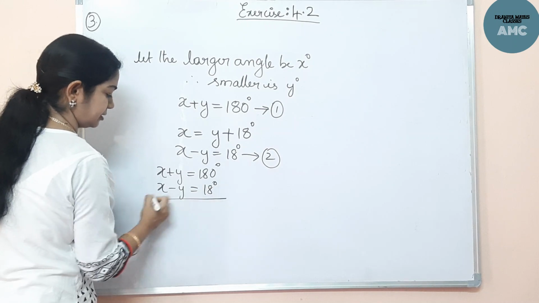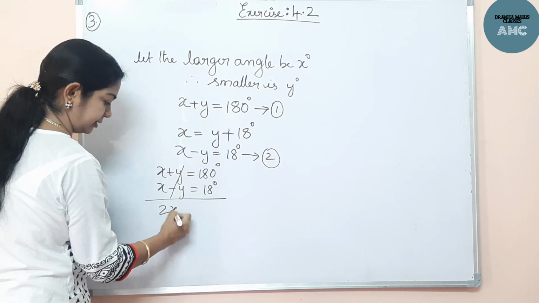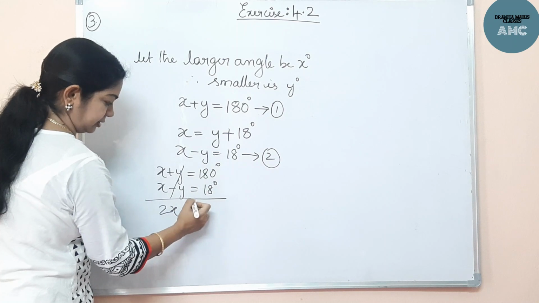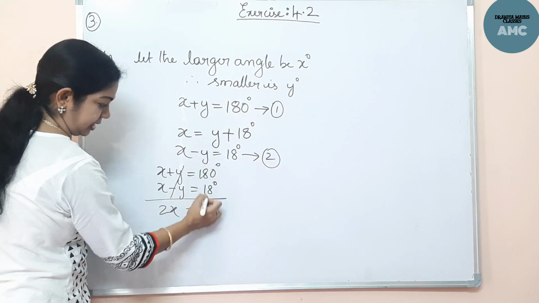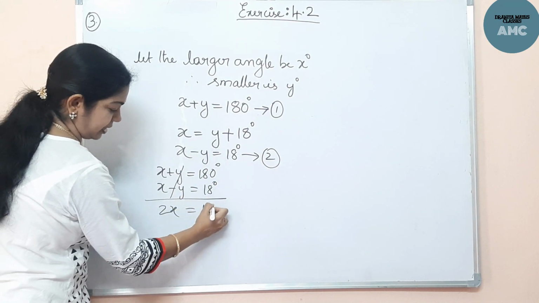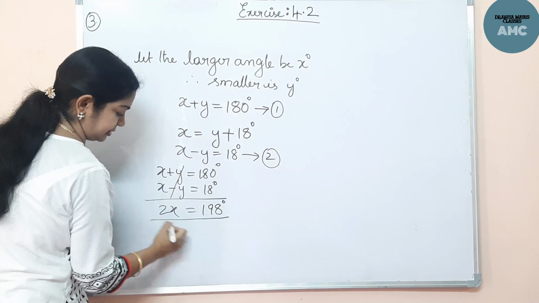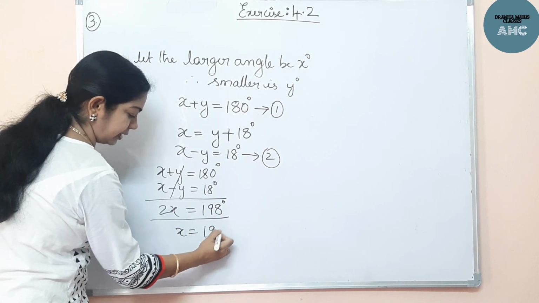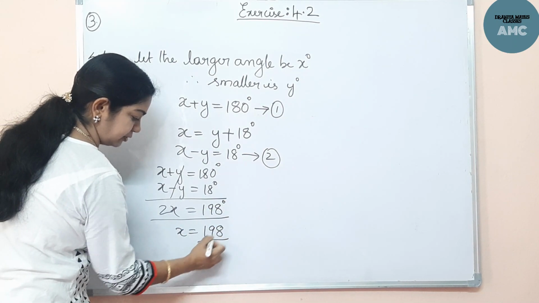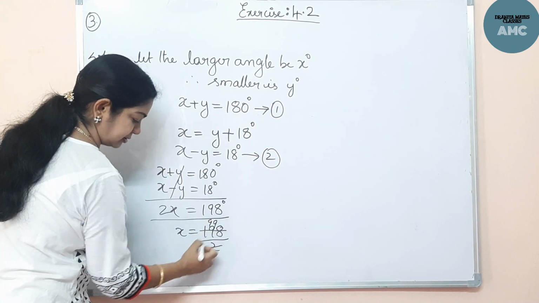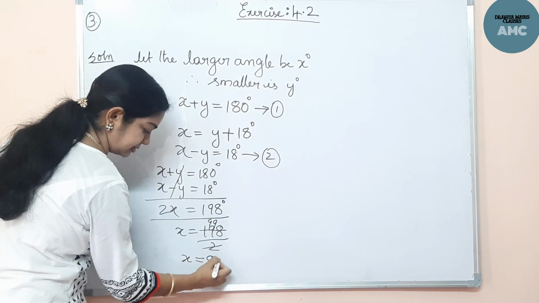x minus y is 18 degrees. Now cancel y, so eliminating y. Adding these, it comes to 198 degrees. So x is equal to 198 divided by 2. 2 nines are 18. So x is 99. This is the bigger angle.